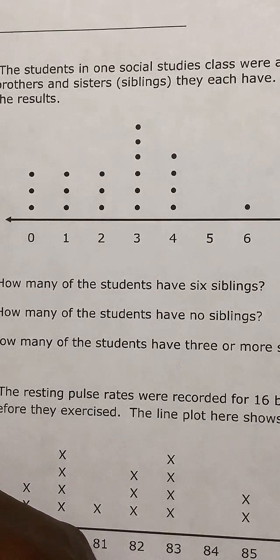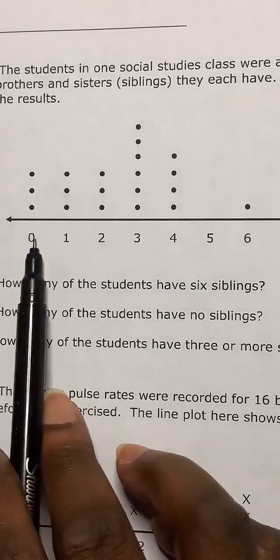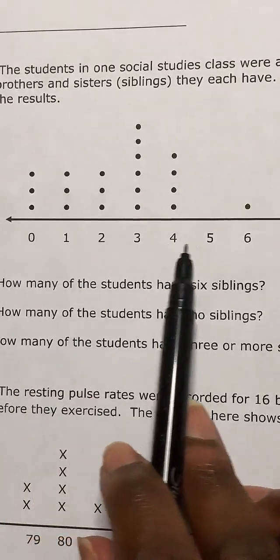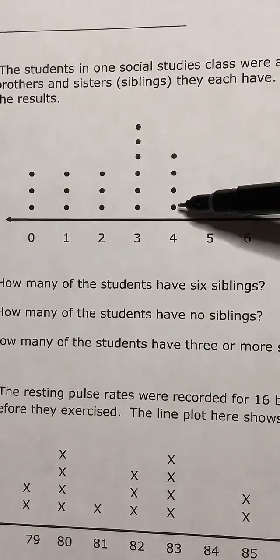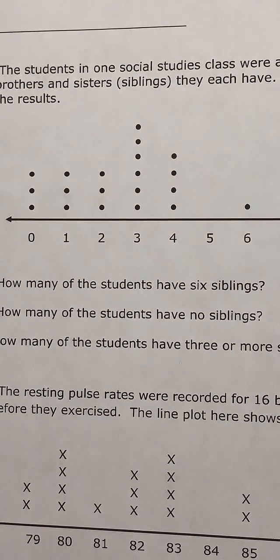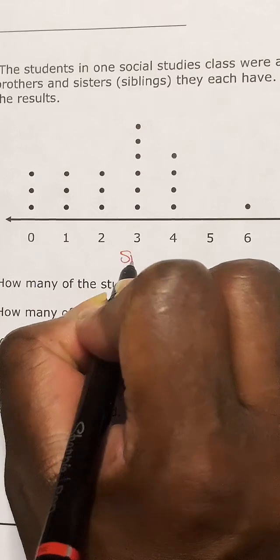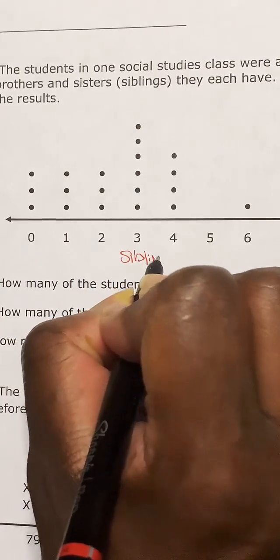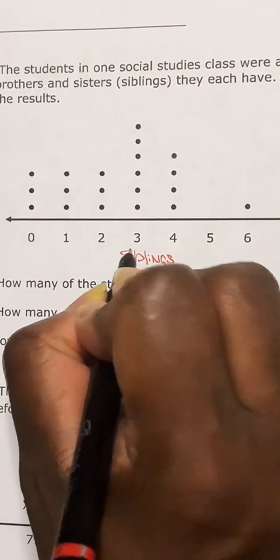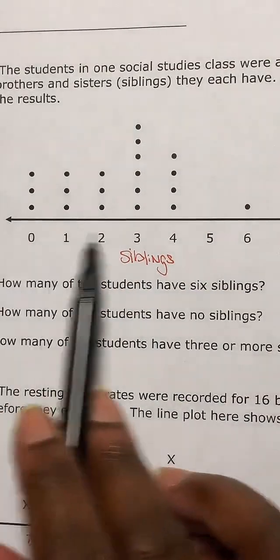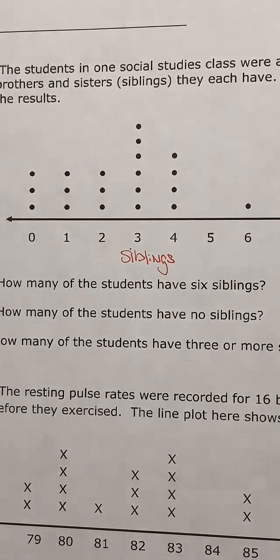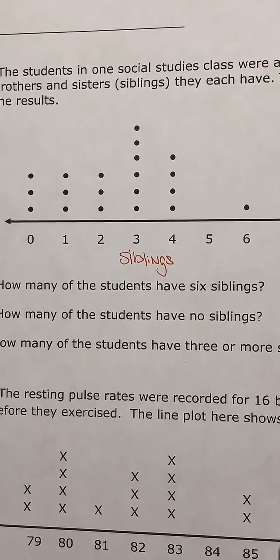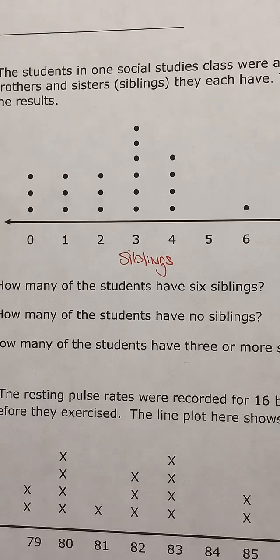All right. So how many students have 6 siblings? So down here is representing the siblings. I think that's probably what's happening. The dots is showing the people. Does that make sense? Okay. So these are the number of siblings. Someone doesn't have any siblings. There's 1, there's 2, there's 3, there's 4, there's 5, there's 6. So how many of the students have 6 siblings?